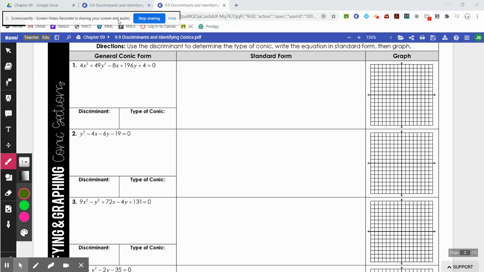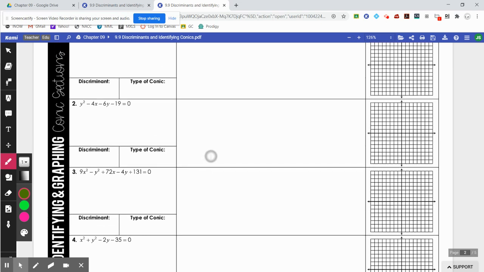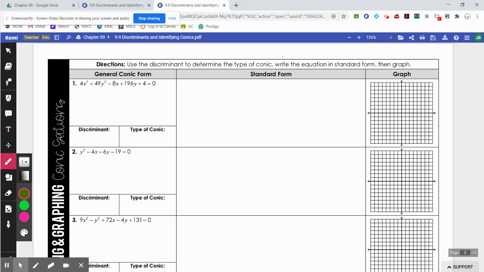In our next video, we're going to pretty much tie everything together. It says identifying and graphing conic sections. So we're going to do everything from the chapter, put it all together. We're going to use the discriminant to determine the type of conic, and then we're going to write the equation in standard form and graph. So let me zoom in here.